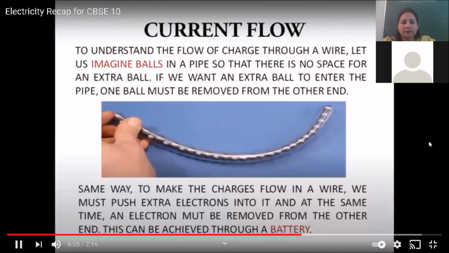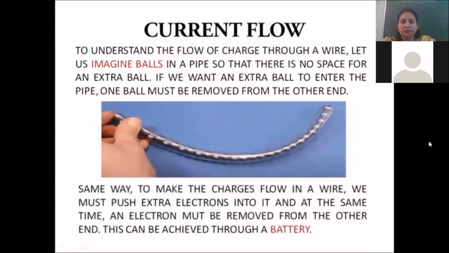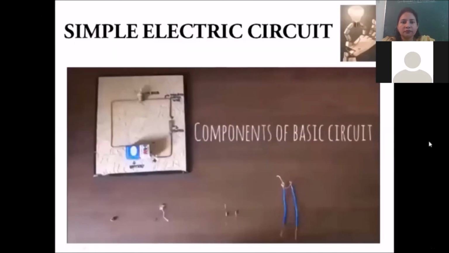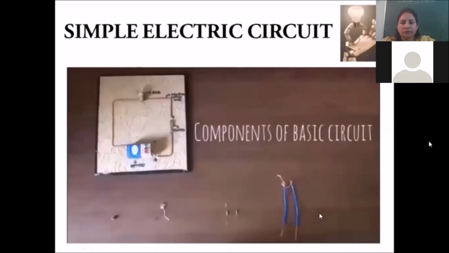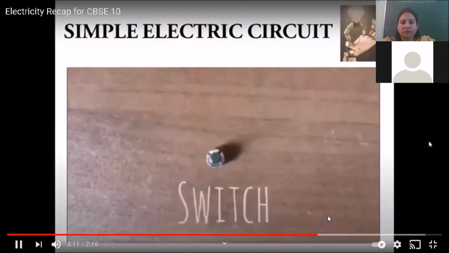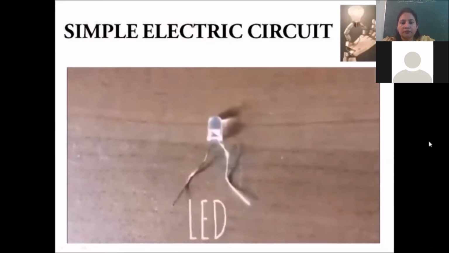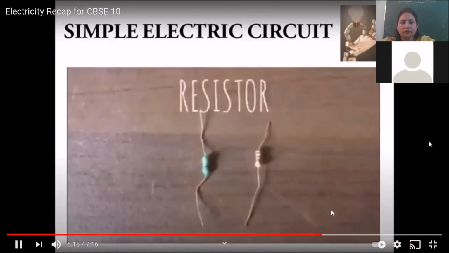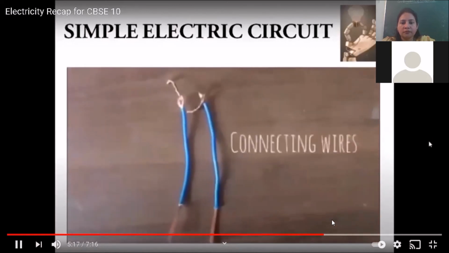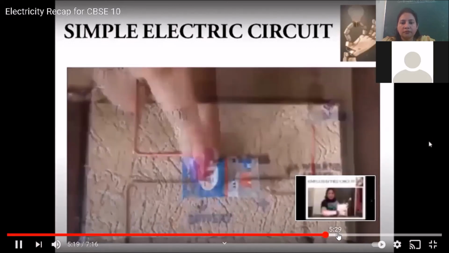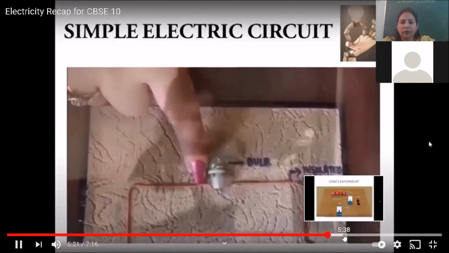an extra charge inside a wire and also remove the charge to maintain current flow. Now I'll show a simple electric circuit. Some components are a switch or key, LED or bulb, 2 carbon resistors, connecting wires, battery and bulb. ये दिखाया हुआ है मैंने आपको.